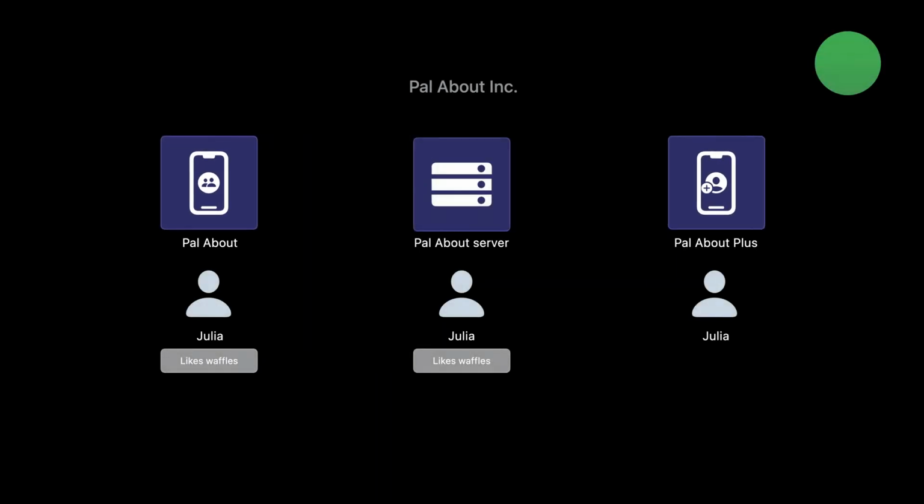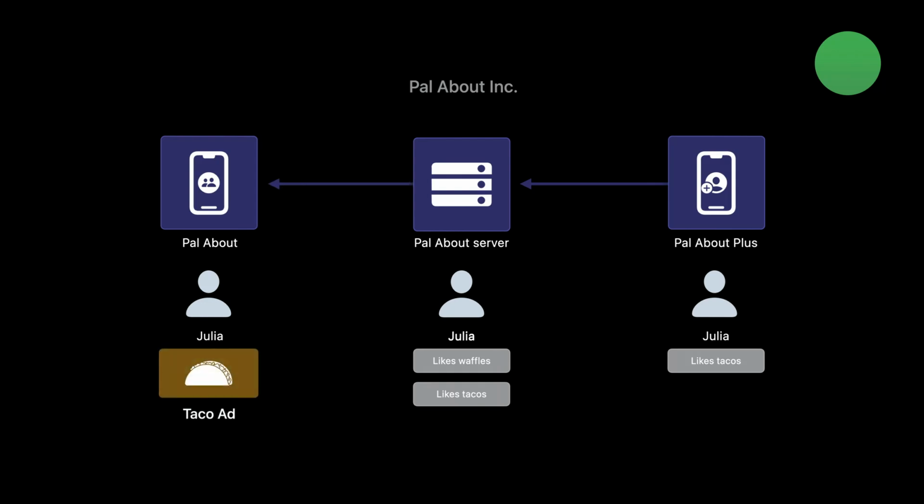For another example that wouldn't be considered tracking, suppose the company that owns Pal About, Inc., has another app that I use called Pal About Plus. And Pal About's server links together data collected about me in Pal About Plus, like my interest in tacos, with data collected about me in Pal About. After linking this data, Pal About shows me an ad for a taco truck, using the fact I like tacos collected from Pal About Plus. In this example, the Pal About app doesn't need to get my permission to track because it isn't tracking.